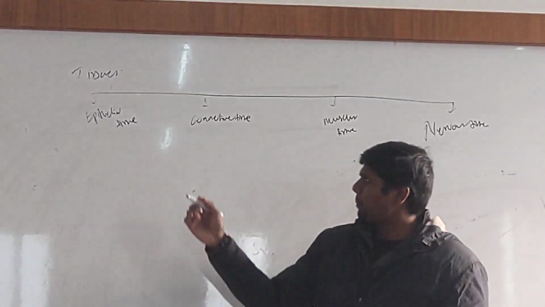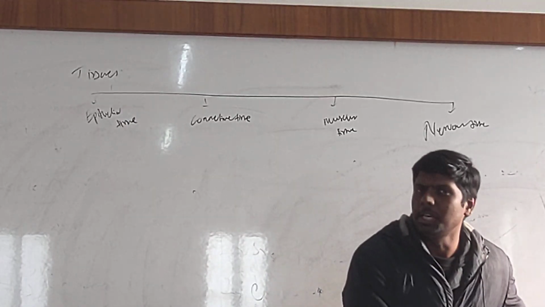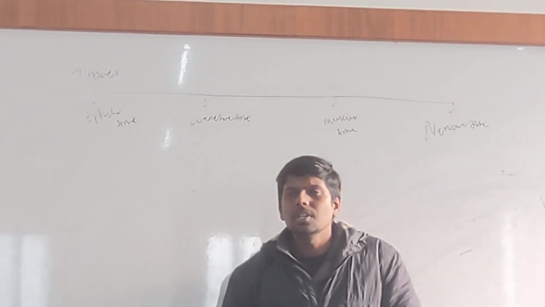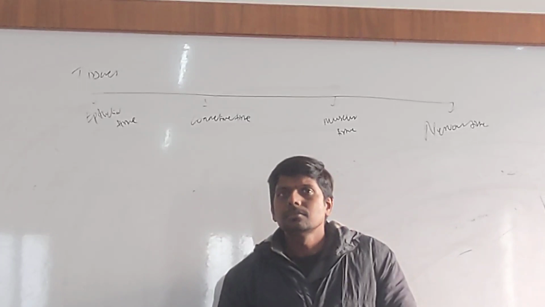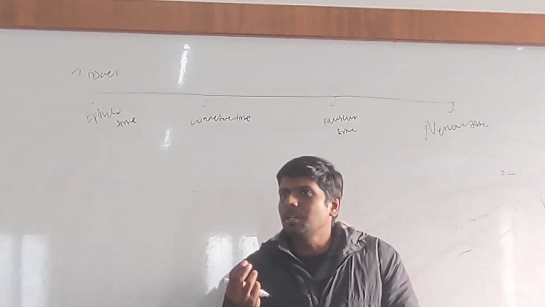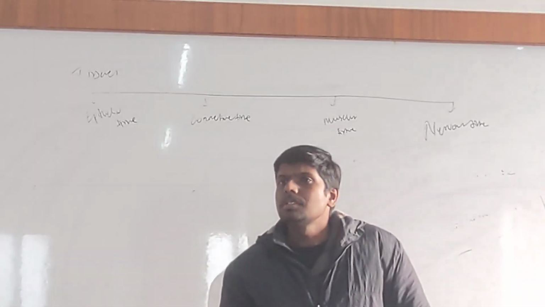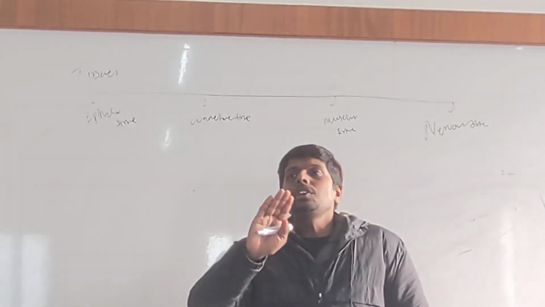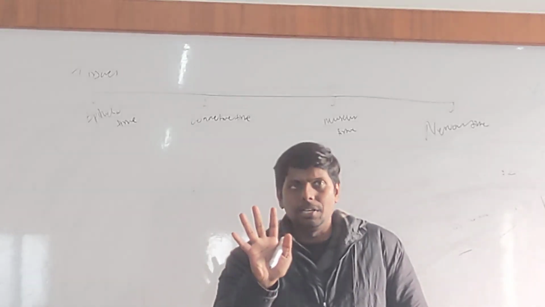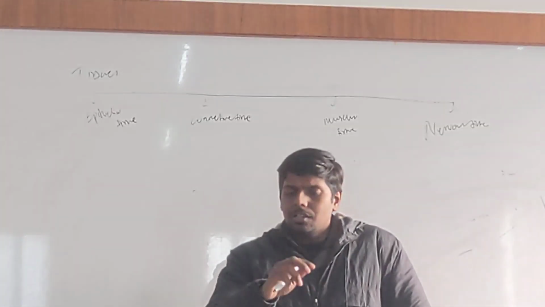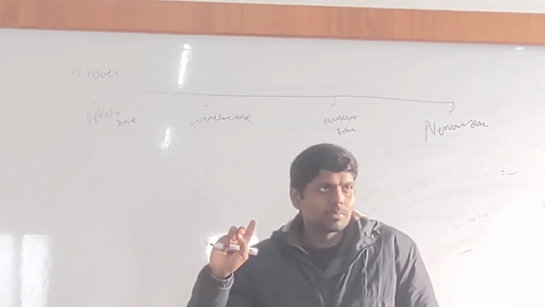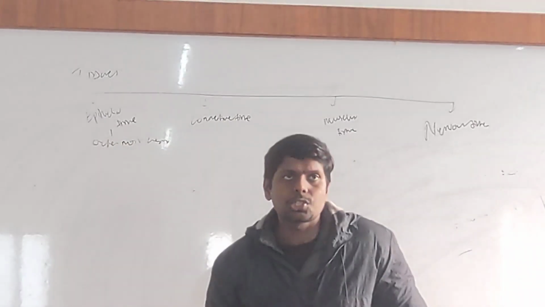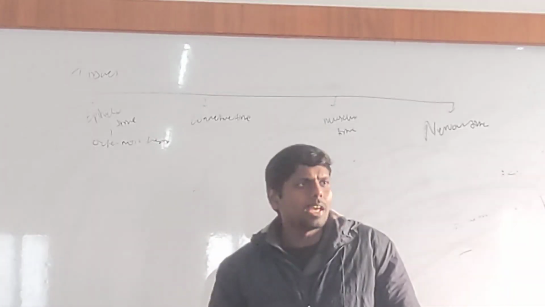So, what is the meaning of epithelial tissue? First of all, give me the meaning of epithelial tissue, students. What is the meaning of epithelium? Skin, she is saying skin. Yeah, listen. Epithelium means the outermost cover is called epithelial tissue. The outermost layer of any organ or anything will be an epithelial tissue.